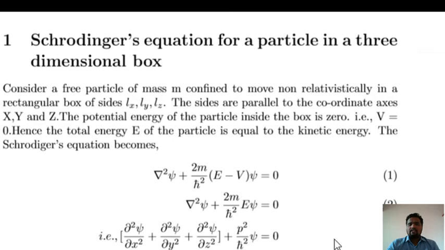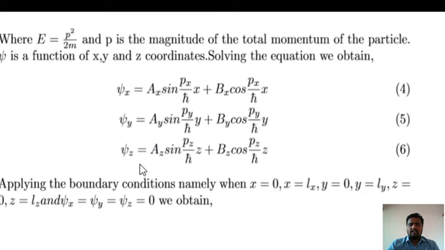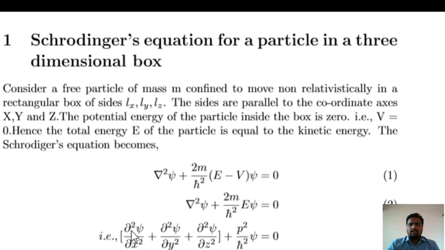We consider this as equation number 3. So psi x, psi y, psi z are the solutions of this differential equation: dou square psi by dou x square plus dou square psi by dou y square plus dou square psi by dou z square plus p square by h cross square psi equal to 0.